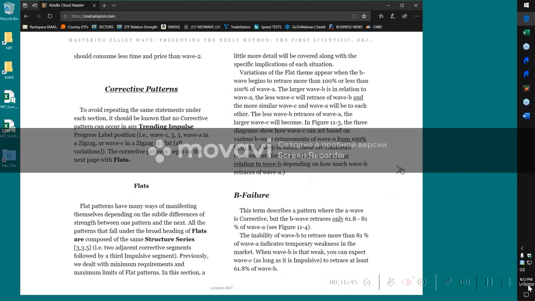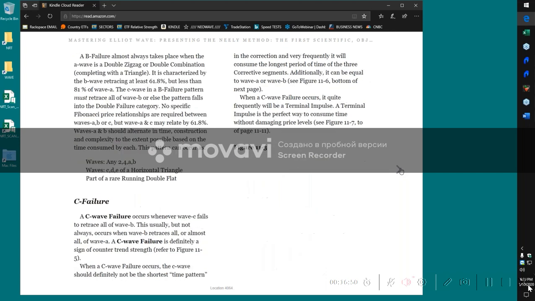There's different types of flats. There's flats where the B wave is slightly shorter, the C wave is slightly shorter. So I gave them all different names. B failures, C failures. A lot of that's not terribly important, what you call it, but just that you're aware of the logic and the power that passes from one formation to the other.